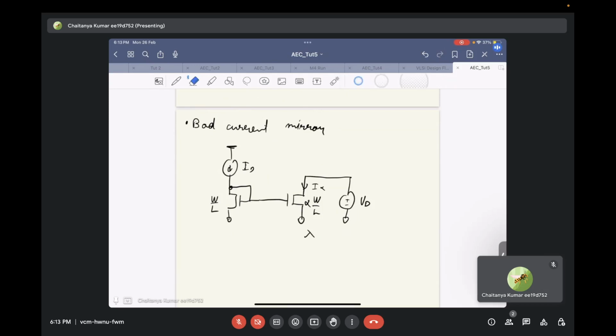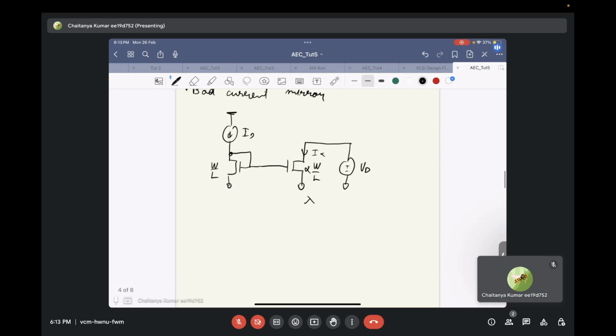So assuming that VD is large enough, assuming VD is greater than VGS minus VT, that means this transistor is in saturation. This transistor will always remain in saturation no matter what, either saturation or cutoff. So this transistor cannot go into triode. So in this case, how will the current and voltage of these two transistors be related?